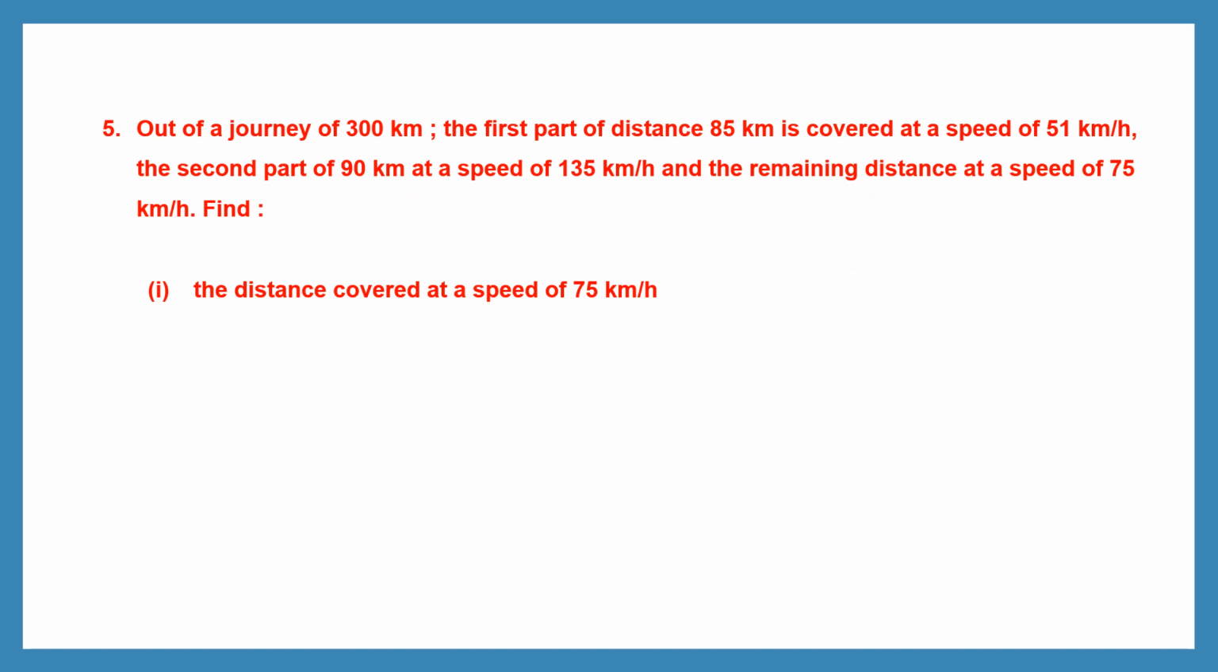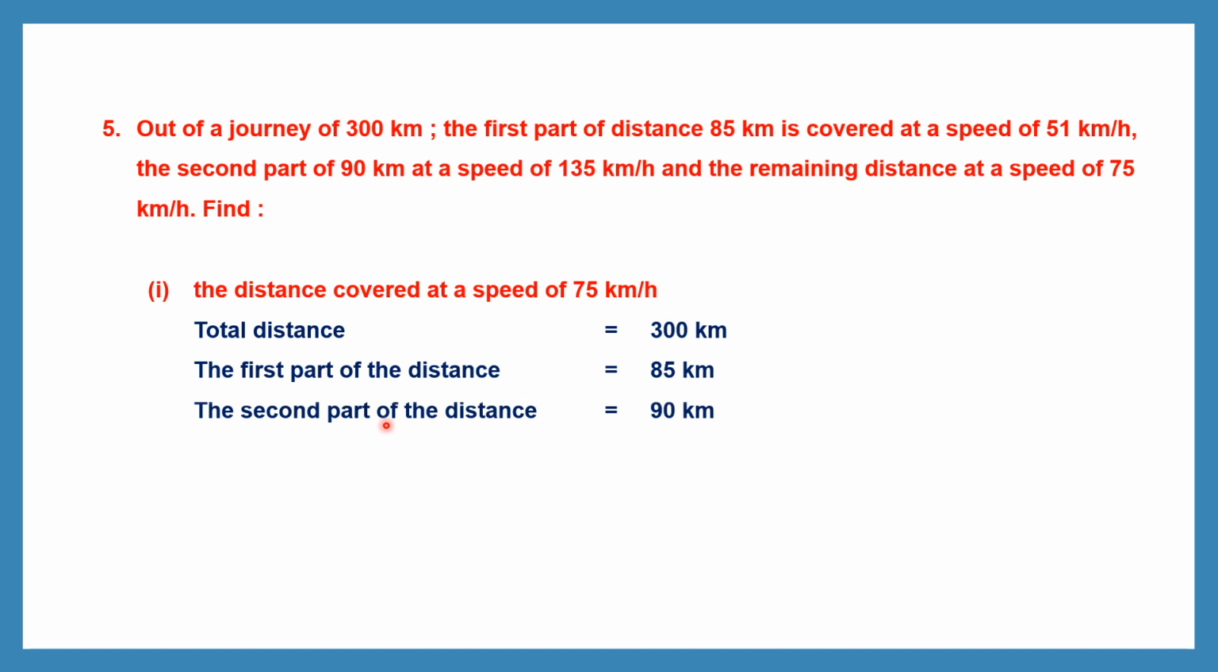So let's write what's given to us. So the first thing given to us is the total distance. It's given here. The total distance is 300 kilometers, which we have written here. This is the total distance. The first part of the distance is 85 kilometers, which we have written. The second part of the distance given to us is 90 kilometers, which we have written. Now we are asked to find the remaining distance. Now it's very easy to find the remaining distance when the total distance is given and the other two are given.